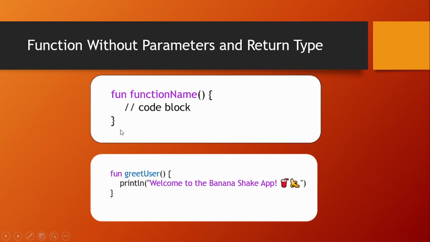Function without parameters and return type. Whenever you want to write a function to do something and you don't want to return any value and you don't want to give any input, you would use this syntax. For example, here I want to greet a user. I want to print a message to greet a user. I would write fun greetUser, brackets, curly brackets. Inside of that I would use the println function, and I would say welcome to the banana shake app. Whenever you call this function, this message would be shown on the console.